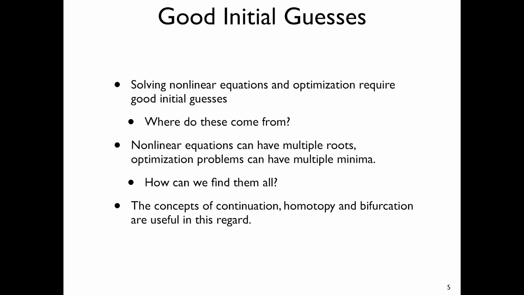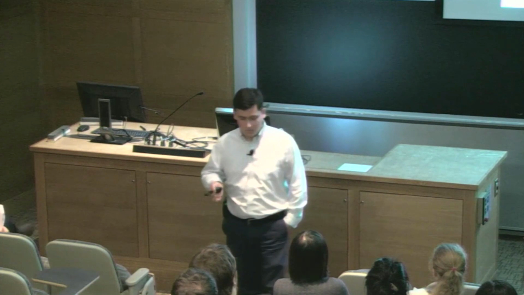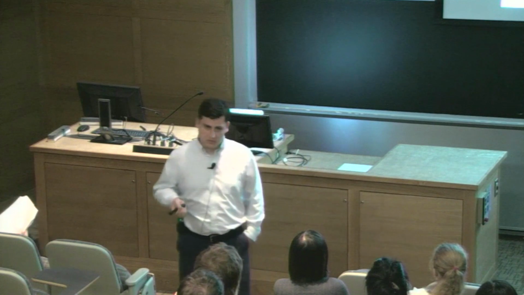Maybe we're looking for the global minimum, so we need to look at them all, right? Are there methods that we can use to find them all? Okay, so we'll talk about continuation and homotopy, and we'll talk about bifurcation. And it turns out there are methods one can use to find all the roots for a system of nonlinear equations.